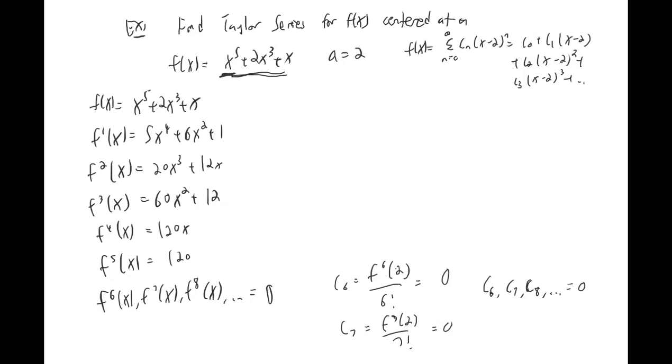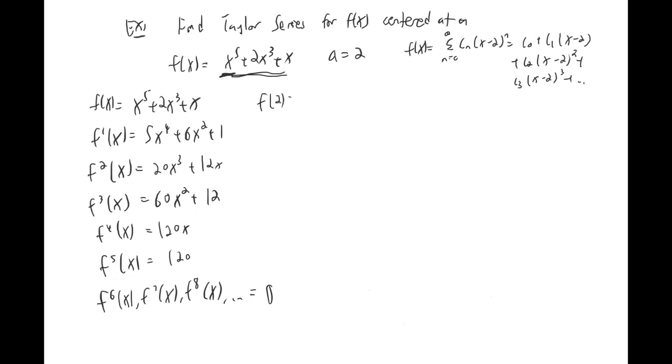So let me erase this. So now we only care about the first 5s, or I guess first 6, because you have f. So f of 2 is 32 plus 16 plus 2, so it's 50. f1 at 2, or f prime at 2, is, what is that? 5 times 16 plus 24 plus 1. What is that? 105.